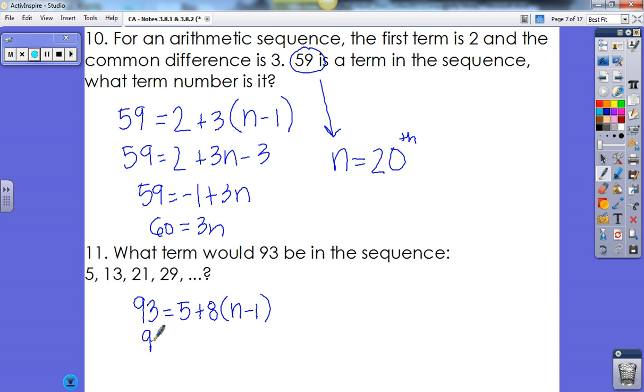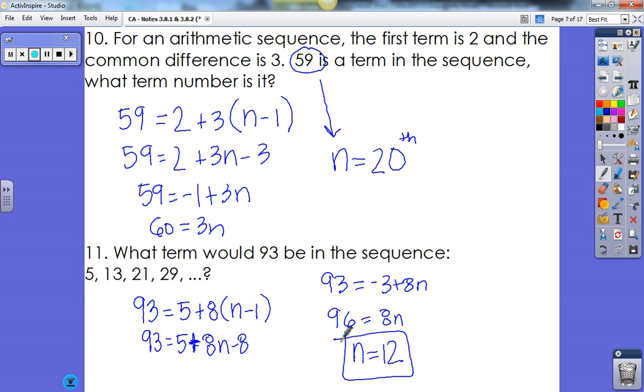I'm going to simplify this by distributing my 8, so I get plus 8n minus 8. Combining like terms, I have negative 3 plus 8n. Add 3 to both sides and I get 96. And then 96 divided by 8 gives me 12. So 93 would be the 12th term in this sequence.